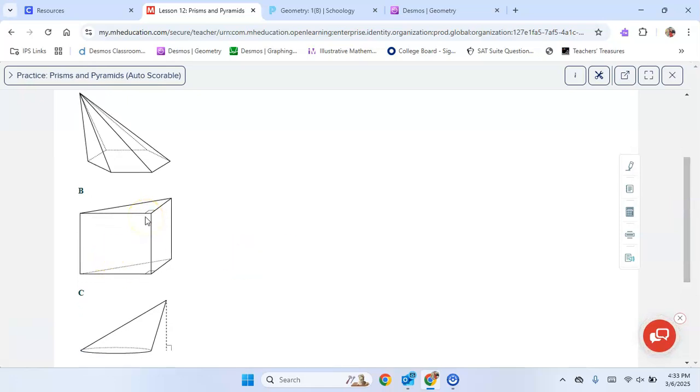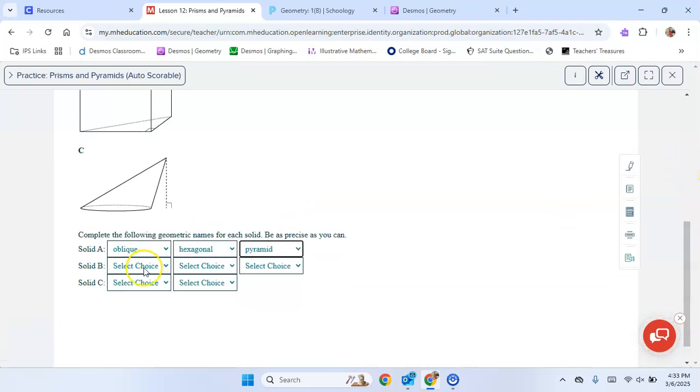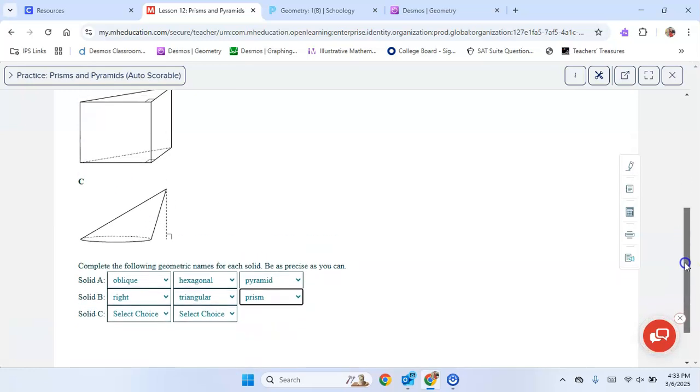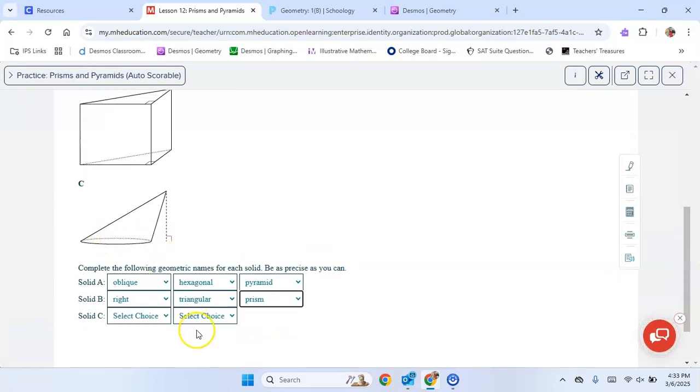Alright, this one is right. It's straight up and down. Its base is a triangle, and it is a prism. It is a right triangular prism. And finally, you can see this cone is slanted, so it is an oblique cone.